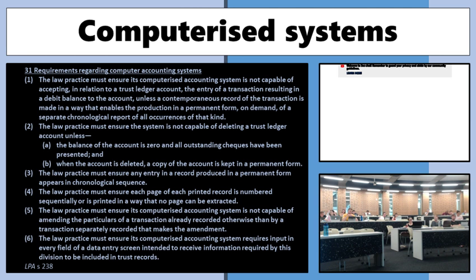Okay. And so there's a couple of rules. They've got this one, rule 31 sub 6. The law practice must ensure its computerized accounting system requires input in every field of a data entry screen intended to receive information required by this division, including in trust records. It seems like a bit of an odd way of saying, okay, you need to validate all fields. Well, yeah, okay, thanks, QLS.